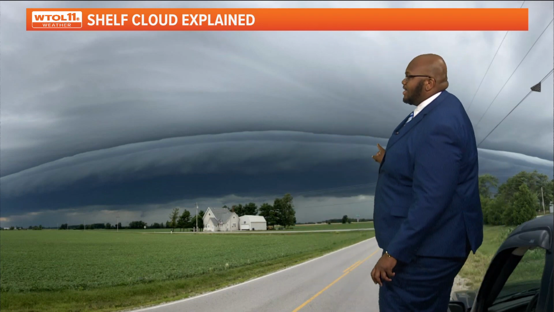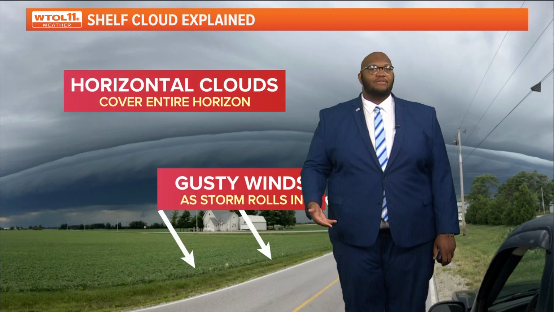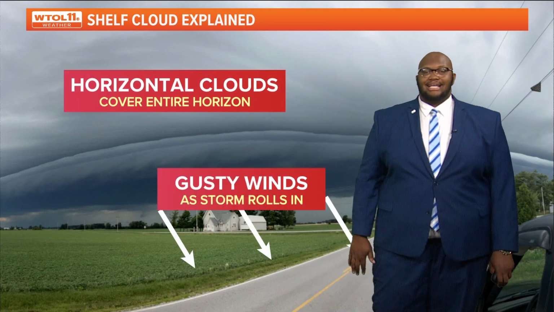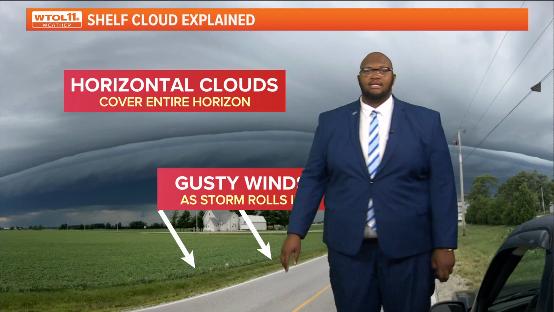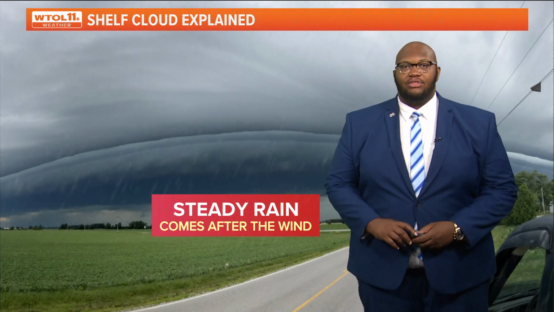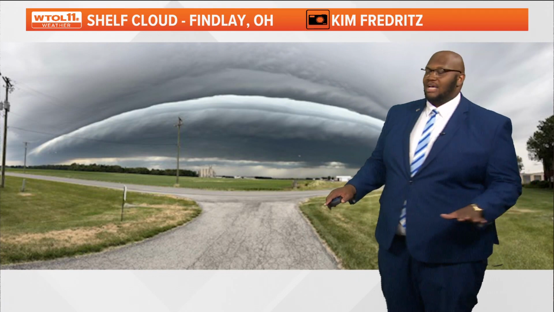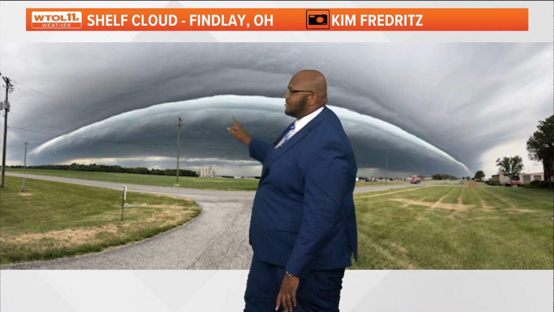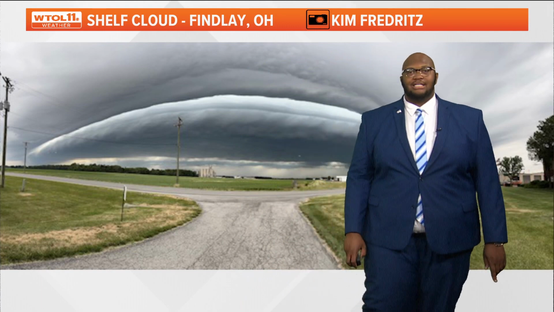Now, a shelf cloud explained. You see it right now. You see that the cloud pretty much covers the entire horizon, and just out in front of it, you see those gusty winds as that storm rolls in. And back behind it, some steady rain showers follow after those winds roll through. Another amazing view we saw this past week was out in Findlay. You can see it covering the entire horizon out there, and thanks to Kim for sending this in.